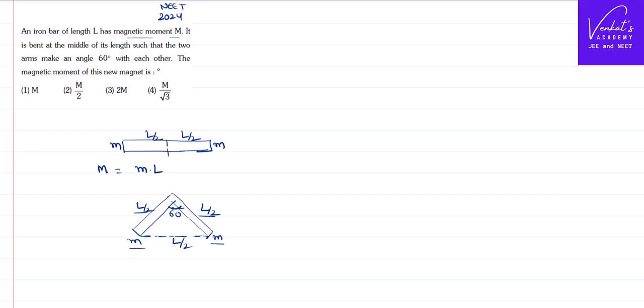So the new magnetic moment of the system is, pole strength remains the same even after bending. The distance between the two poles is now L by 2. M into, capital M is the original magnetic moment, by 2. So M by 2 is the answer for the problem. This is how we can solve all the questions that appeared in NEET 2024. Thank you for watching.